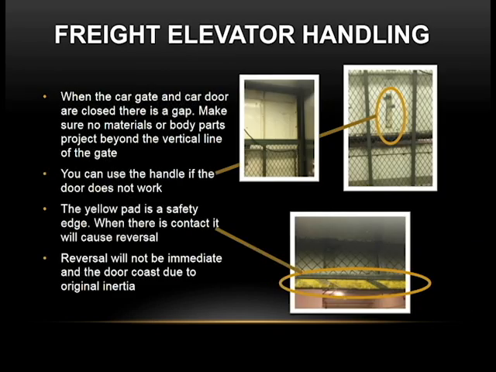Even when the car gate and car door are closed, there's a gap. Make sure no materials or body parts project beyond the vertical line of the gate. You can use the handle if the door does not work. The yellow pad is a safety edge. When there is contact, it will cause reversal.